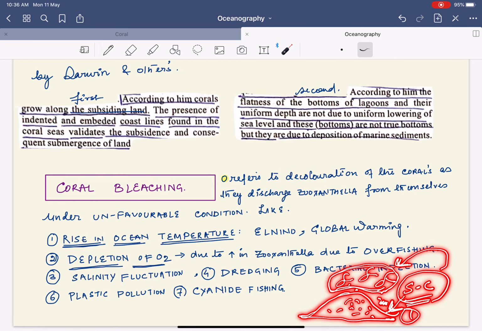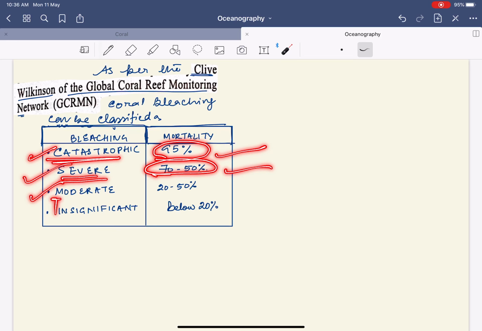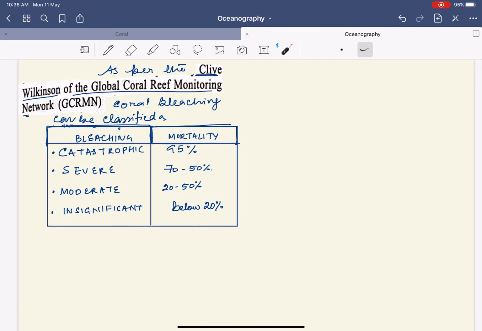Number one. Number two, decline in the fish species again affects your coral reef. Next, as per the Clive Wilkinson report on global coral reef monitoring, coral bleaching can be classified into the following categories. One is the catastrophic bleaching, which affects 95% of the coral. Severe bleaching affecting 50 to 70% of the coral. Moderate category affecting 20 to 50% of the coral, and the insignificant category affecting 20% of the coral. I hope this is clear.